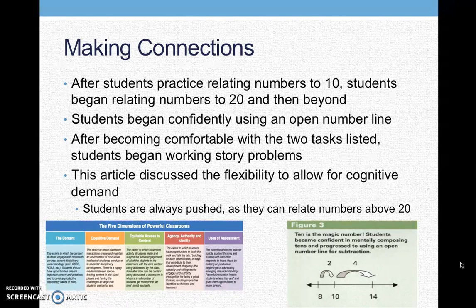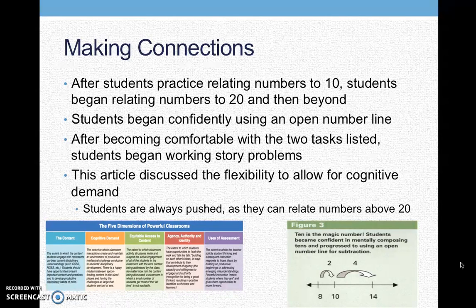Making connections. After students practiced relating numbers to 10, students began relating numbers to 20 and then beyond. For example, if I had 13 plus 9, I have one group of 10 already made. I have 3 singles plus 9 singles. So how many singles from the 9 do I need to add to the 3? So that is an example of relating to the numbers 20 and then beyond, because this can be used for any number.